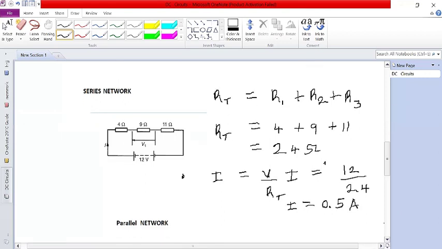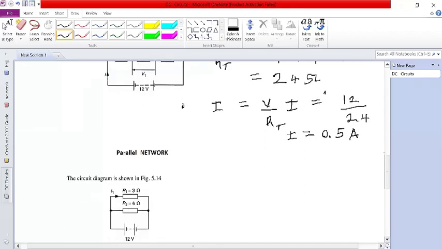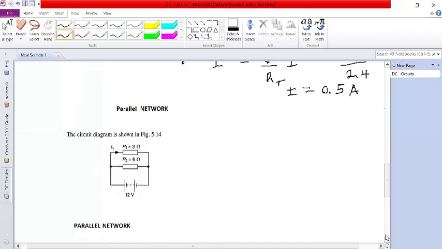Okay, so we are done with series networks. Let's move on to parallel networks. So on parallel networks, the simplest situation that we can have is a situation whereby we have only two resistors in parallel.